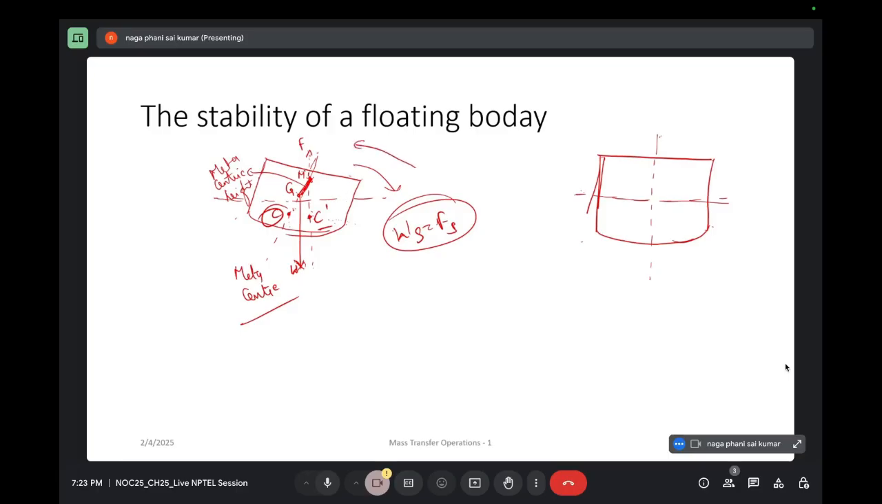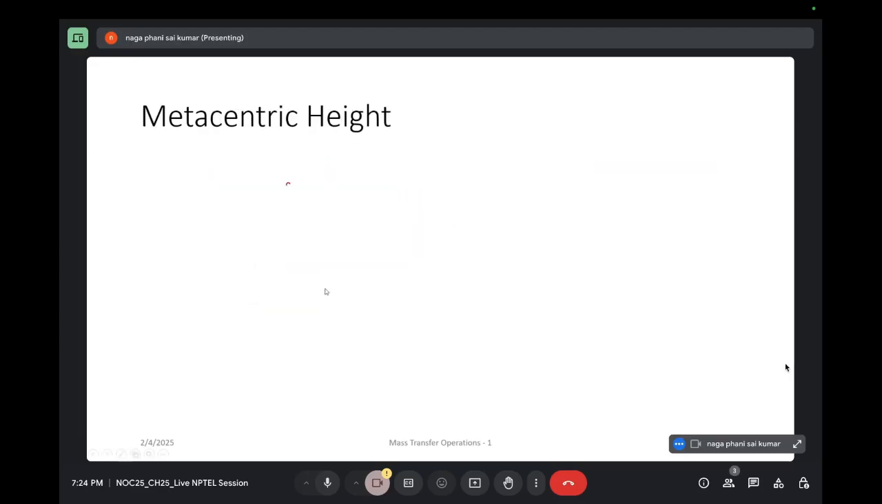But if this M comes below G, then the coupled forces will act to increase the roll of the ship and it makes the ship unstable. So you have to make sure that M is always above G. This is how the bodies or the ships get stabilized on the ocean surface.